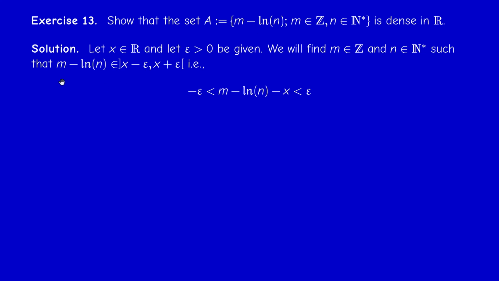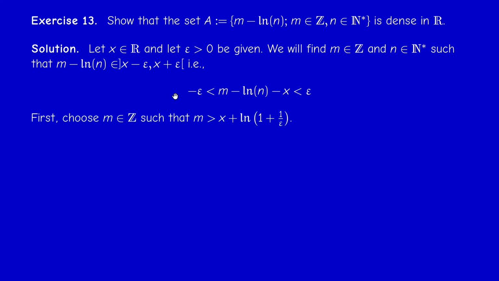Or if you like, m minus ln n minus x is between minus epsilon and epsilon. Same thing, so these two conditions are equivalent. Just if you add x, you get (x minus epsilon, x plus epsilon). So this is our target here. And actually, we will prove something a little bit more. We can take m minus ln n minus x to be positive if you like, so in just one part of the interval. But it's not important.